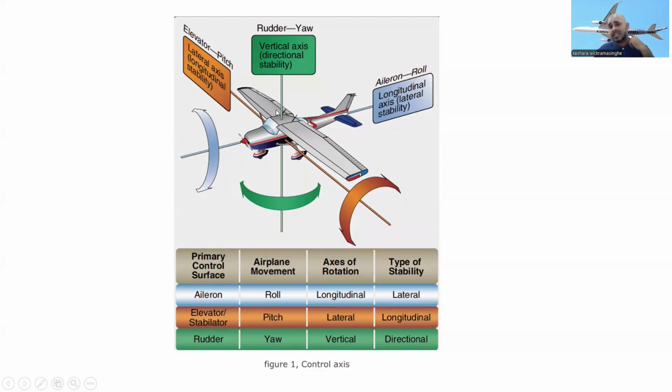You can get an idea from this picture. The primary control surfaces are the ailerons, the elevators or stabilizers, and the rudder. The ailerons produce the rolling movement, the elevator stabilizer is used for pitch movement, and the rudder is used for yaw movement. The axes of rotation: roll happens in the longitudinal axis, pitch in the lateral, and yaw in the vertical. For the types of stability, the aileron is used for lateral stability, the elevator stabilizer for longitudinal stability, and the rudder for directional stability.